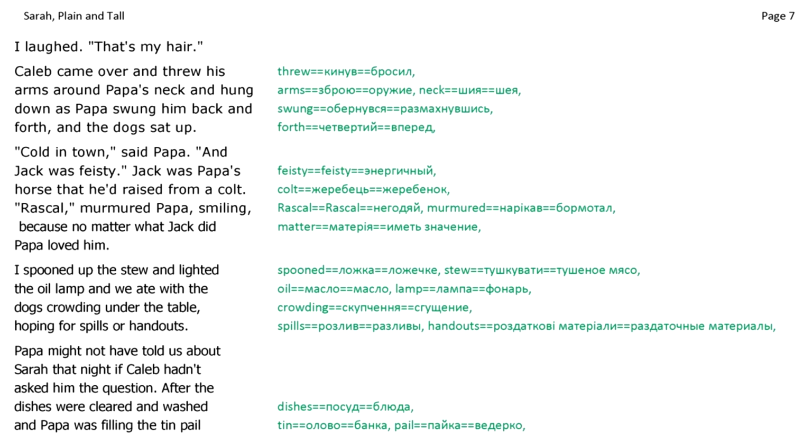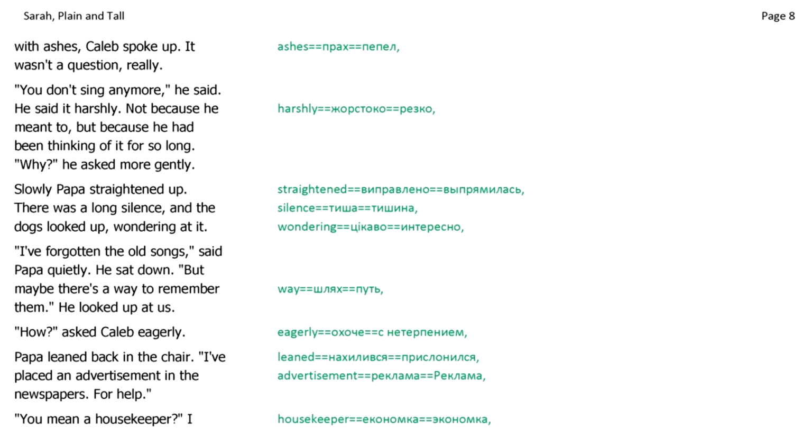After the dinner dishes were cleared and washed, and Papa was filling the tin pail with ashes, Caleb spoke up. It wasn't a question, really. "You don't sing any more," he said. He said it harshly, not because he meant to, but because he had been thinking about it for so long. "Why?" he asked more gently. Slowly Papa straightened up. There was a long silence, and the dogs looked up, wondering at it. "I've forgotten the old songs," said Papa quietly.